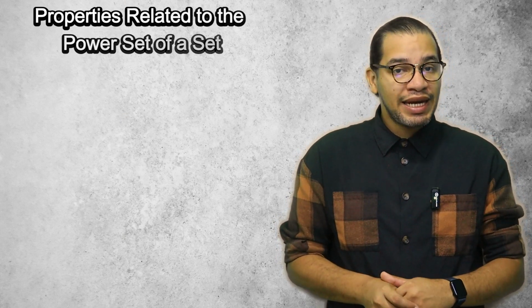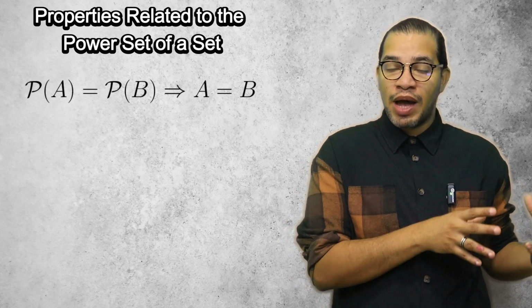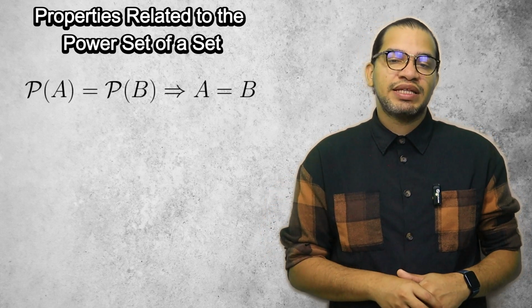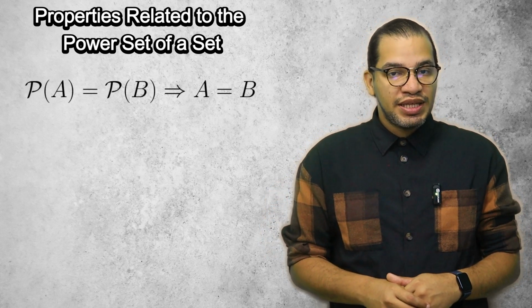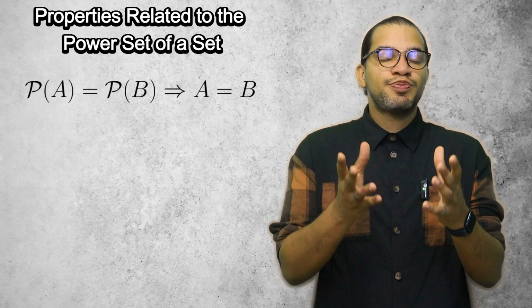Now it is time to introduce a property related to power sets. This one states that if the power set of a set A is equal to the power set of a set B, then A is equal to B. Let us prove such a statement. We are going to prove that statement by using the contrapositive, which, remember, is logically equivalent to the conditional.